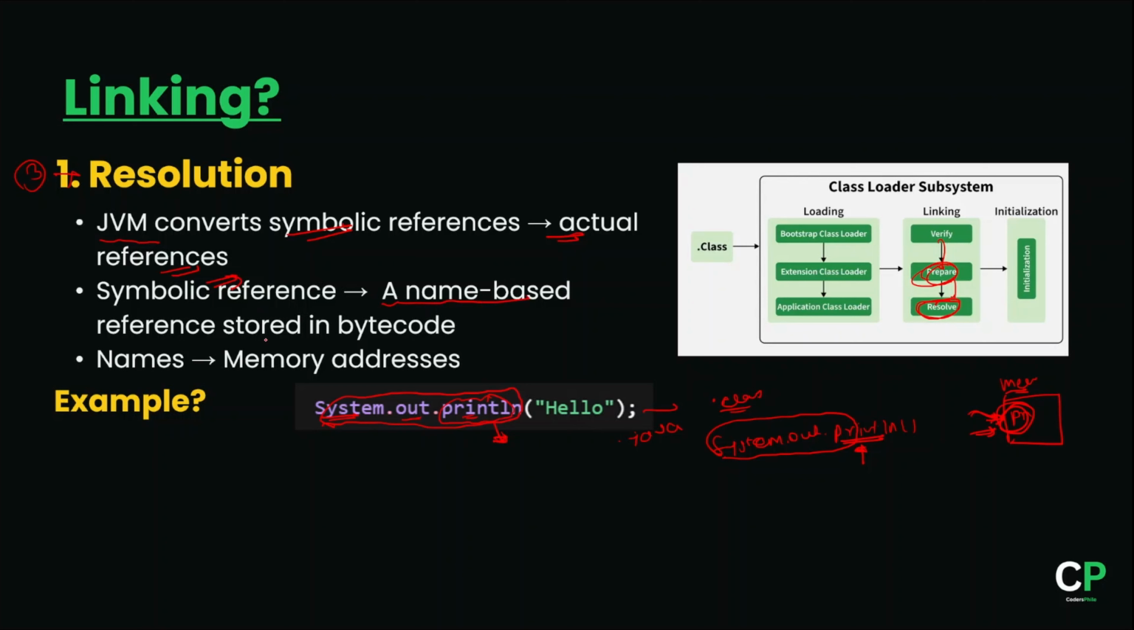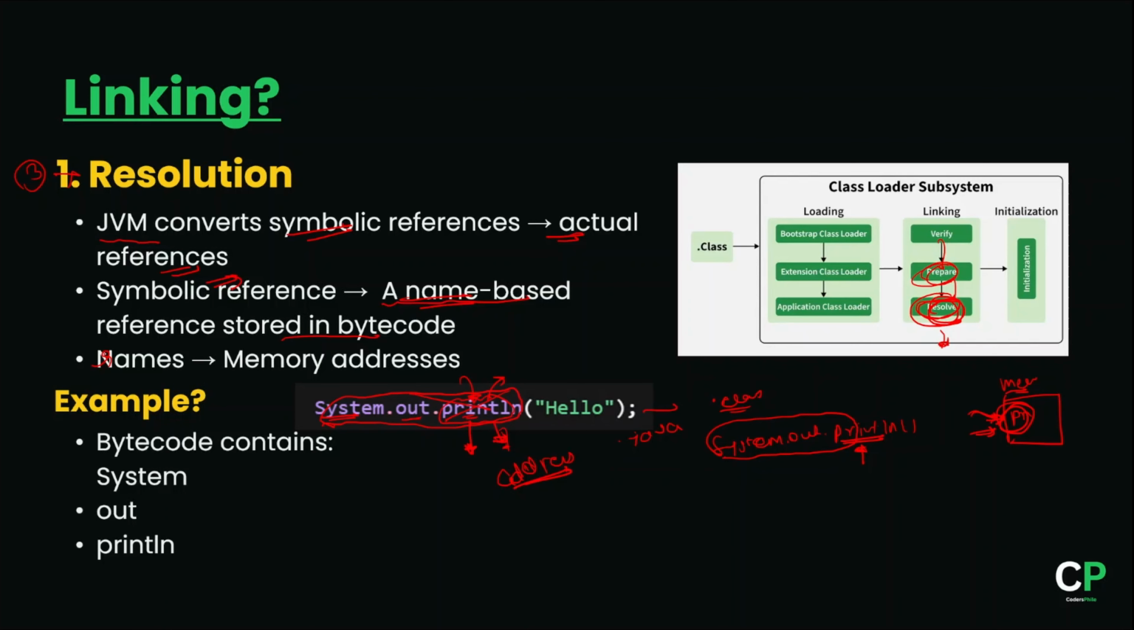A symbolic reference means a name based reference stored in bytecode. So here System.out.println is a symbolic reference, that is, the function is referenced with the help of a symbol. But it needs to be replaced with the actual reference. What is meant by the actual reference? That is the actual memory address of where this method is stored. So in the resolution phase, this symbolic reference is replaced with the actual memory address.